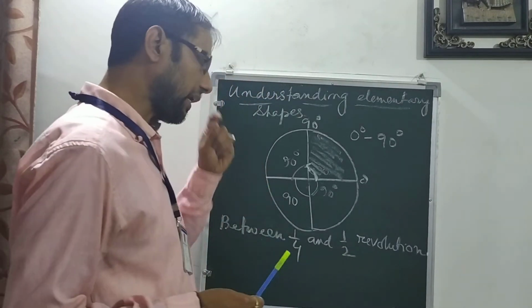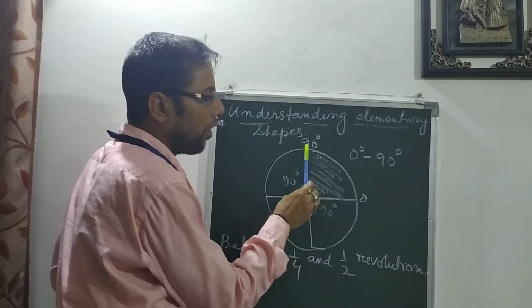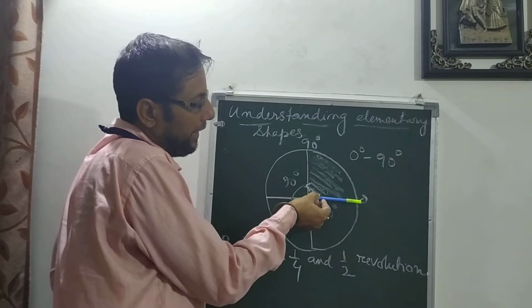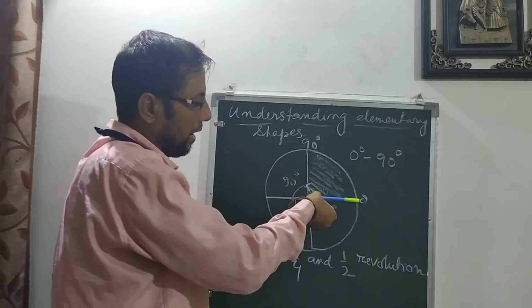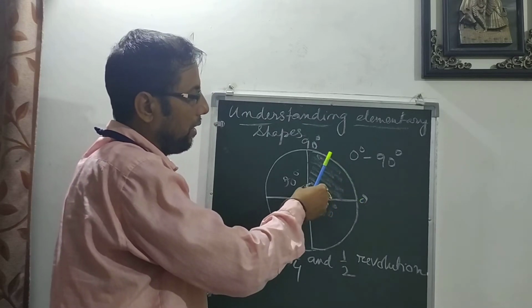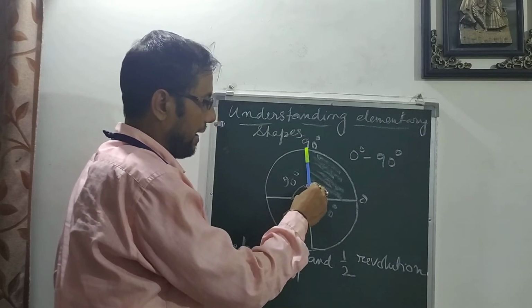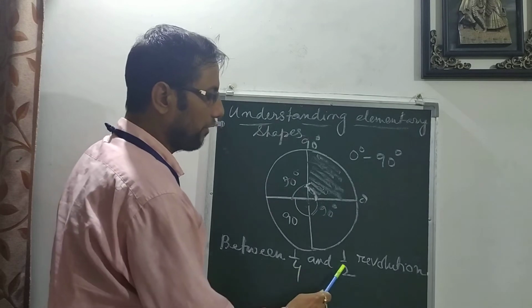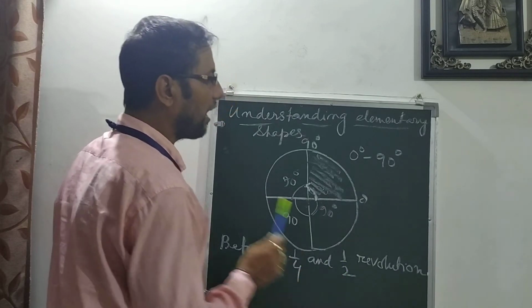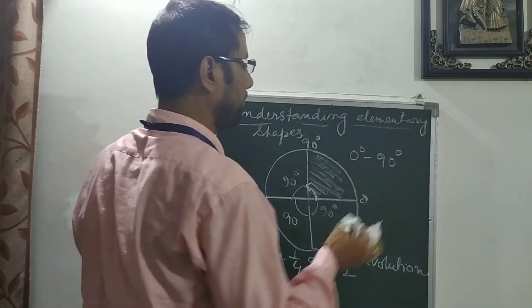Now students, let us start from here. If I start from here, this is 1/4. This is half. Now it is said that between 1/4 and half. Between 1/4 and half.